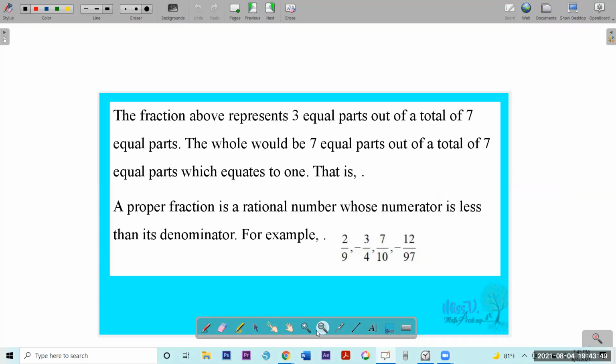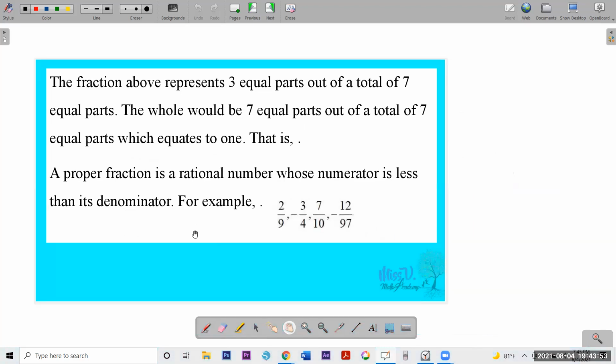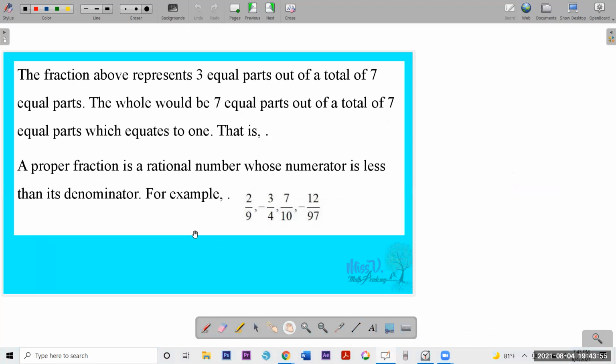And this part is very important because this is what we're gonna use to do a lot of things. So here we have a fraction. 3/7 is a fraction. The fraction above represents 3 equal parts out of a total of 7 equal parts. So that's why you get 3 out of 7. The whole would be 7 equal parts out of the total of 7 equal parts, which is what we were saying, 7 out of 7. Now, what we have here is called a proper fraction.